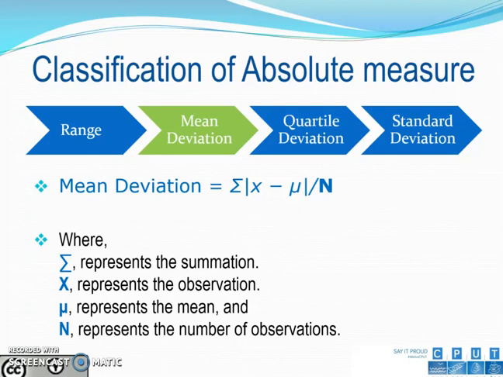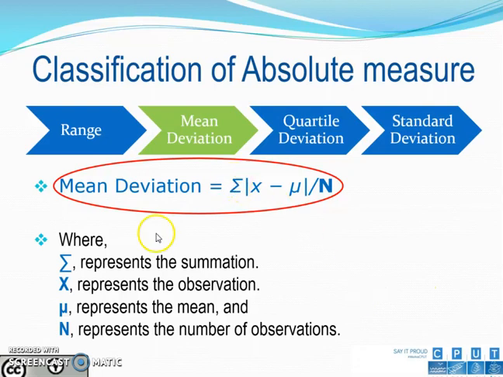Now there is a simple formula to calculate that, and that is what is highlighted there, where that summation represents the sum of all of your values, where X represents the observation, mu of course is your mean, divided by N, which is the number of observations you are dealing with.